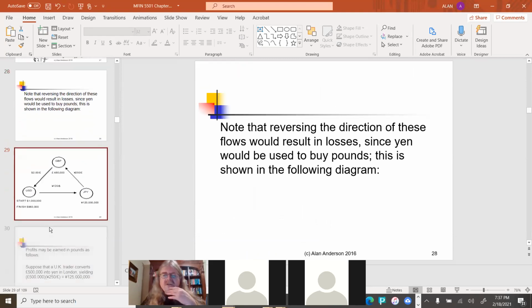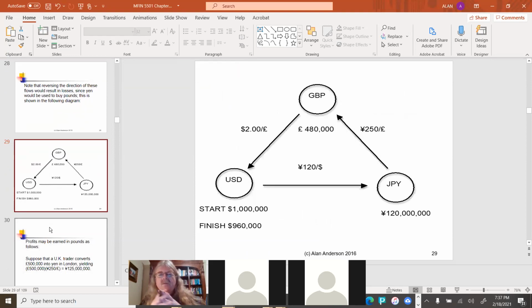Okay, so yes, I showed you here, if you go backwards, whoops, you're going to start out with $1 million and uh-oh, what happened? We went around the wrong way and we ended up with $960,000. That's not good. All right. So that would mean you have to go in the opposite direction to earn your profits. And of course, again, the whole thing comes from this number being incorrect or inconsistent with respect to the other two exchange rates.